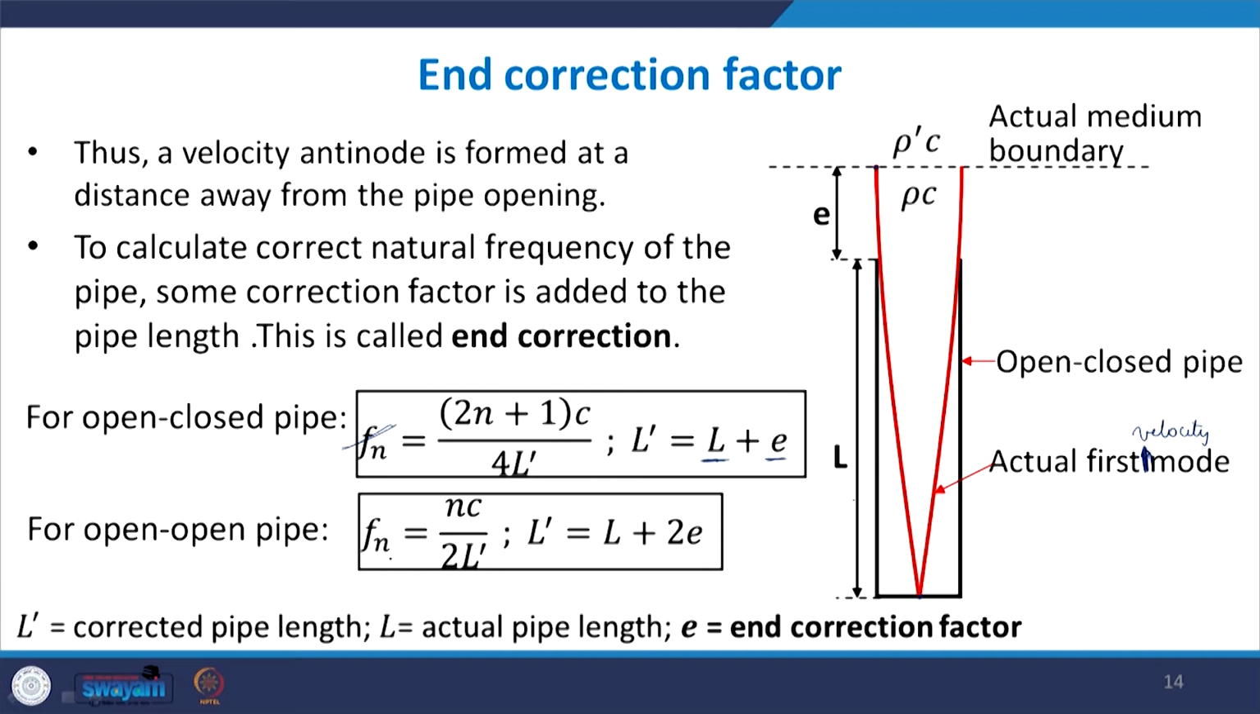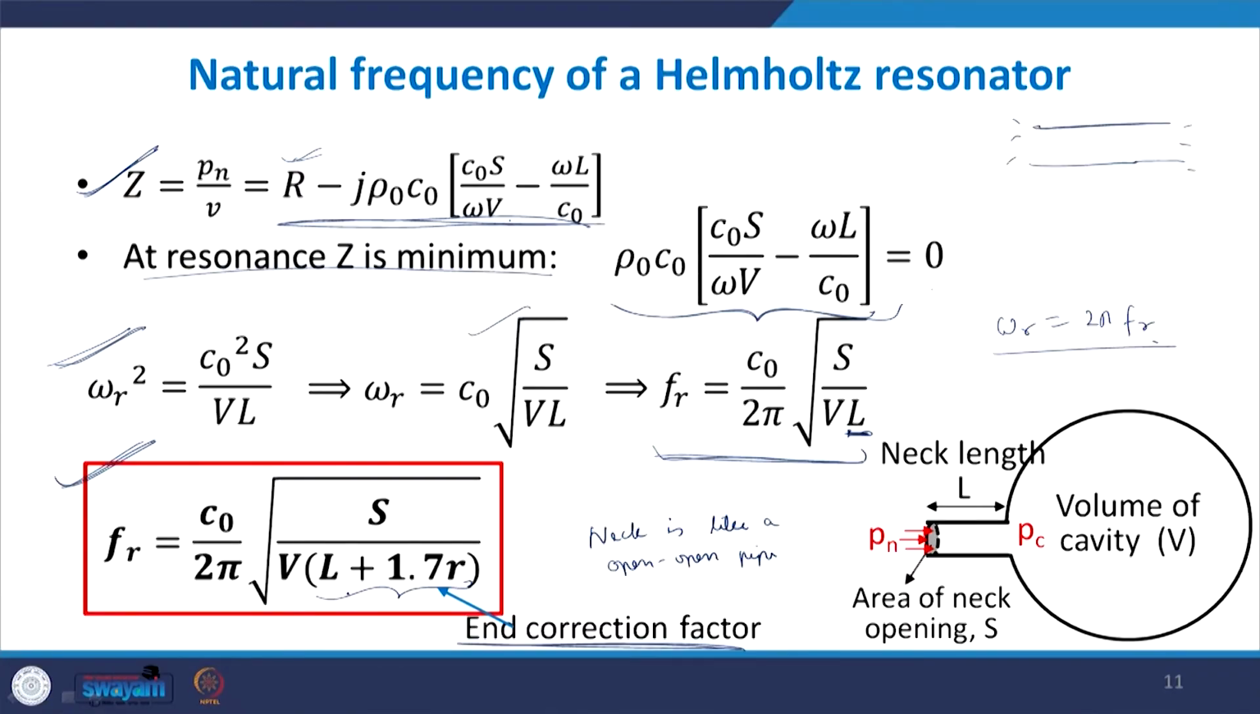For an open tube, there will be an end correction E here and also an E there. The medium boundary will be a little bit separated from both openings. That is the rationale for using this end correction. Suppose a problem is given to you and the end correction value is not known, you can simply take the actual length of the neck as an approximate solution, but in reality you will need to add the end correction factor.